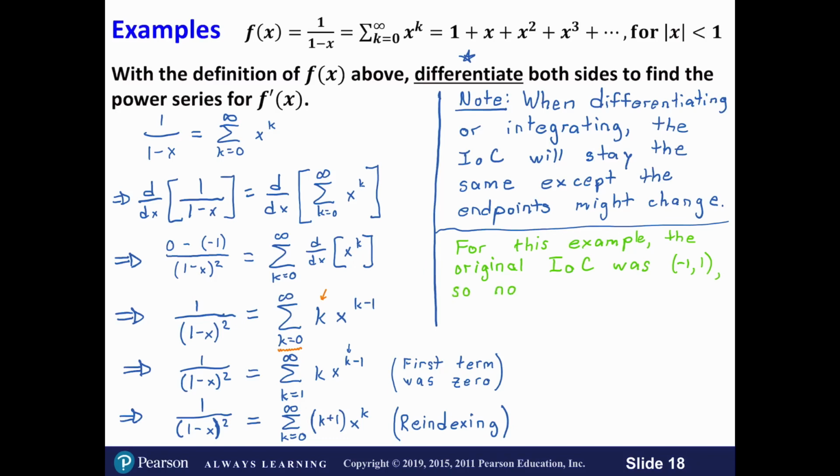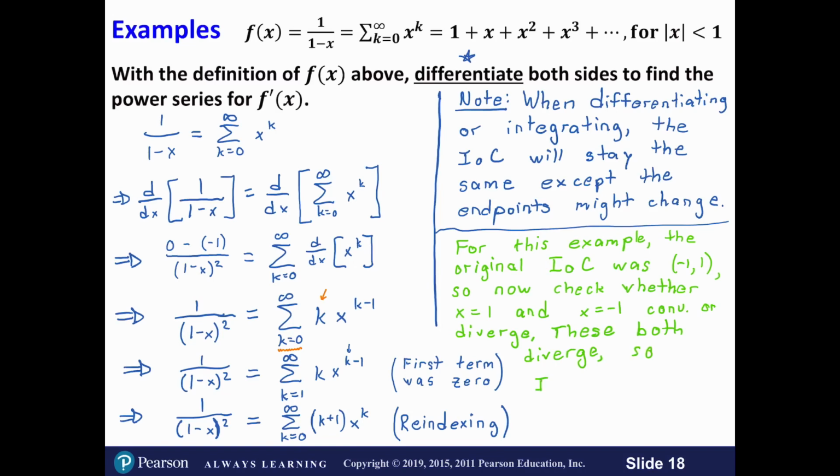So now check whether x equals 1 and x equals -1 converge or diverge. And I won't go through the details here, but it's actually not too difficult to determine that both of those will diverge. These both diverge. So the interval of convergence will be -1 to 1, and the radius of convergence will stay as 1.